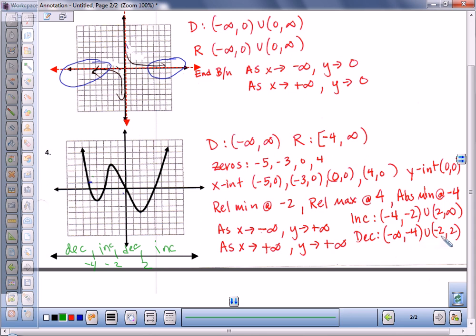And the last part is our end behavior. What is this end doing? What is this end doing? Well, as x approaches -infinity, y approaches +infinity. As x approaches +infinity, y approaches +infinity. Any questions about number 4?